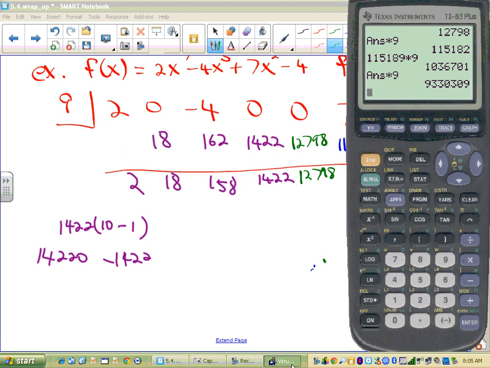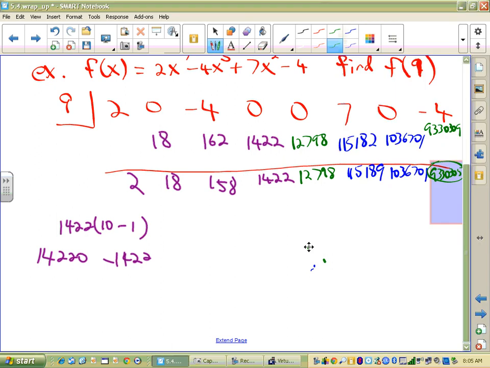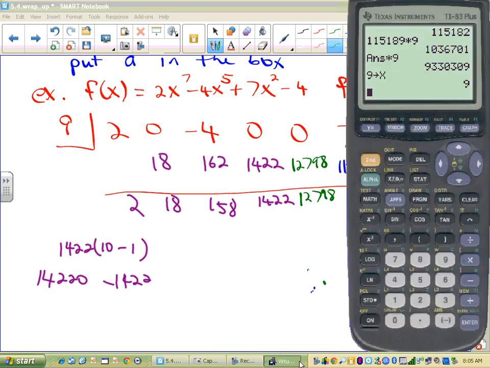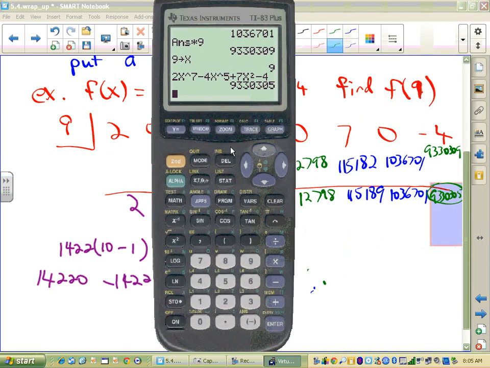Wow. 3 weeks later. So let's see how we did. 9 is my x value, so I want to evaluate this function. I want 2x to the 7th minus 4x to the 5th plus 7x squared minus 4. 9,330,305. There it is. Everybody see how that works?